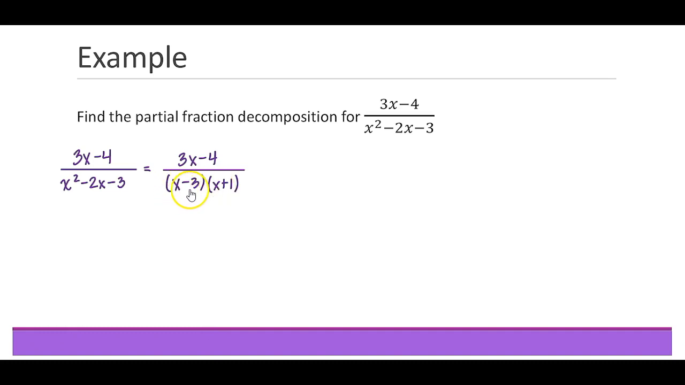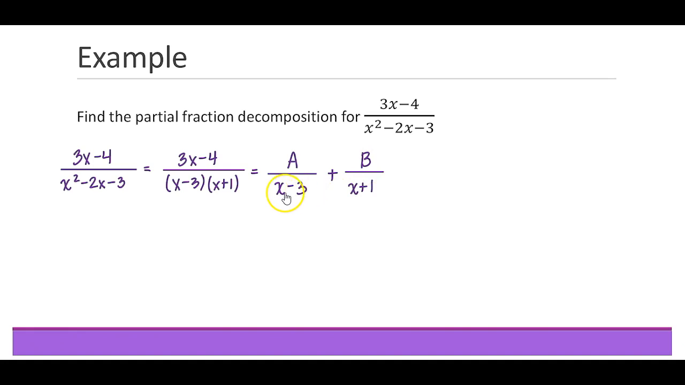So now each of those linear pieces, x minus 3 and then x plus 1, are going to be the denominators of my partial fractions. So this rational function is going to equal some number, let's call it a, over the linear factor x minus 3 plus some other number b over the linear factor x plus 1. So our job is to find these numerators a and b, these constant terms.